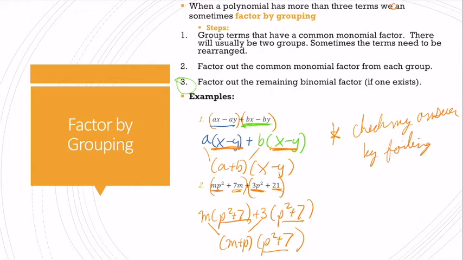Foiling is how we multiply 2 binomials, right? It's first, outers, inners, and then last.